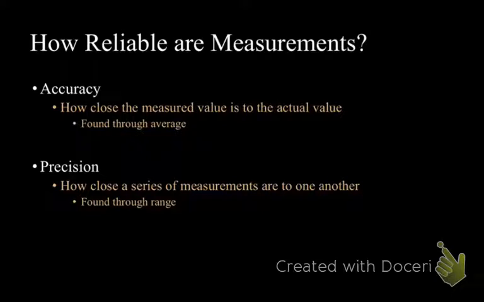Precision refers to how close our measurements are to one another. So we do this by finding the range. And in math, the range is taking the biggest number and subtracting the smallest number. When we have a smaller range, that means that we are more precise because our values are very close to each other. When we have a large range, it means that our data is pretty scattered and not very consistent with one another.